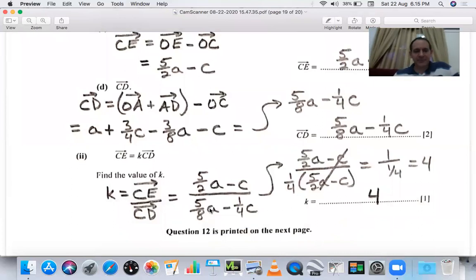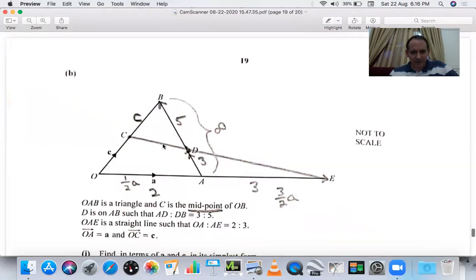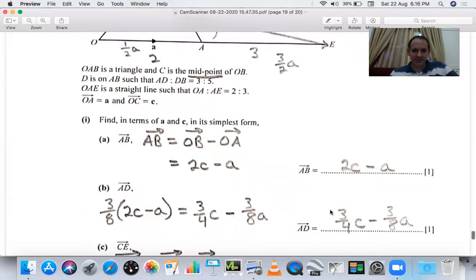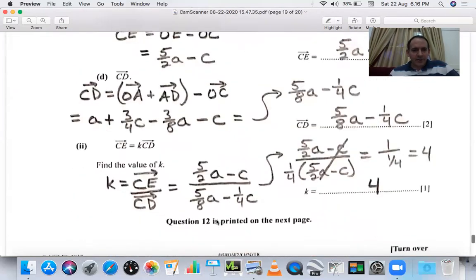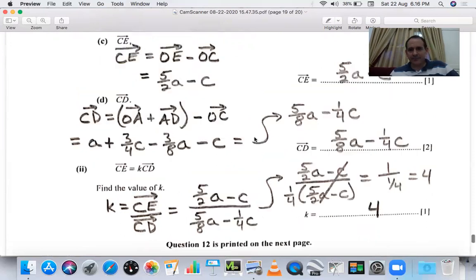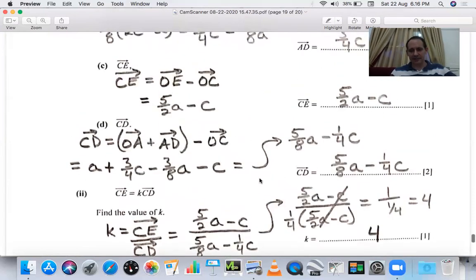Then it wants us to find this proportionality constant, what proportion CE is to CD. So what is the constant multiplied by CE to give us CD, or CD is what proportion of the CE? So we have CE equals K times CD. So if you solve for K, you get CE over CD. Here is CE, here is CD. You've already done the work.